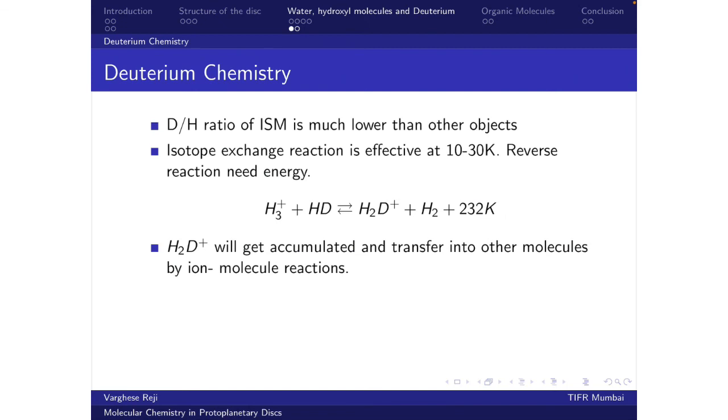When H3+ reacts with H2, it releases energy equal to 232 Kelvin. So, in order to get the opposite reaction, we must give the same amount of energy. However, we are not obtaining that in this circumstance. As a result, according to the Le Chatelier principle, only one direction of reaction occurs. As a result of these reactions, H2D+ will accumulate and transfer into other molecules.